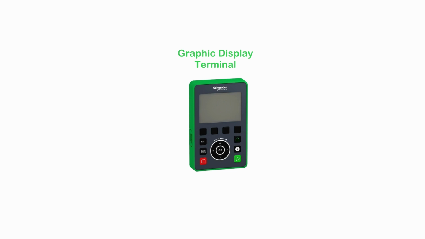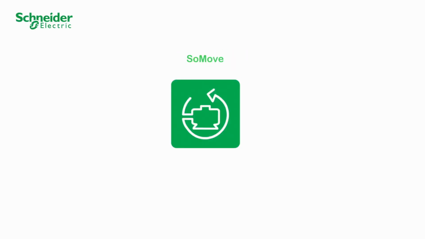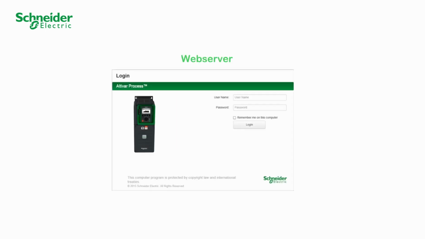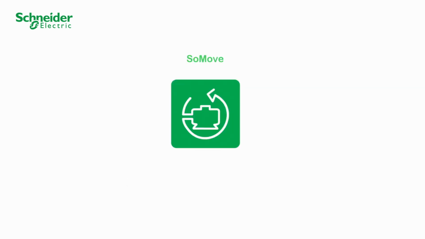Several functions within this feature may be programmed via the graphic display terminal or SoMove software. The embedded web server does not give access to all settings of the booster system, but can be used to monitor the booster features. In this example, we will use SoMove software.